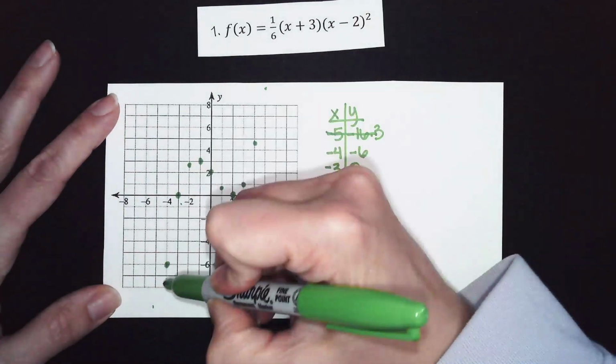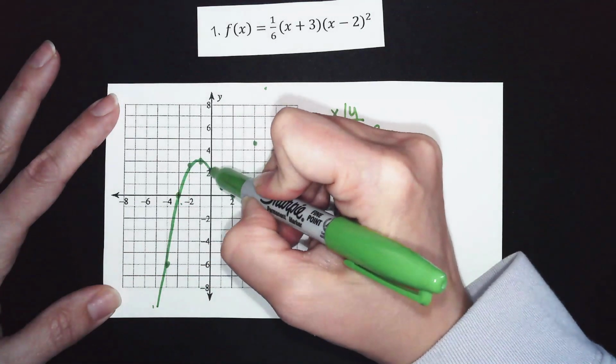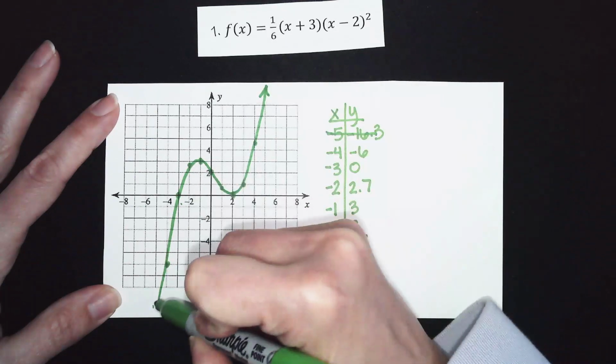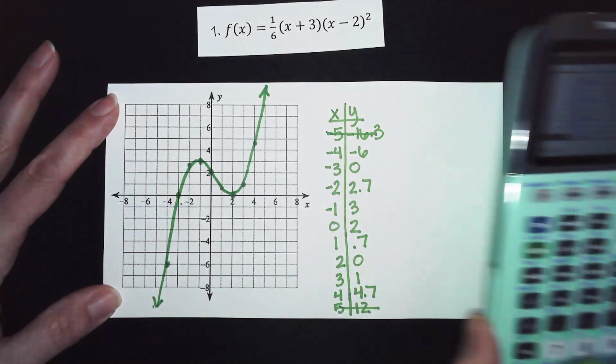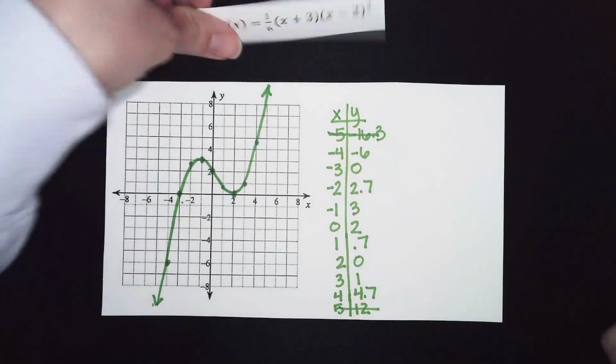So if I were to graph this, I know I start down off the graph and it's going to go through, and we know at 2 it cannot cross because that was an even power. It's going to look something like this. So if I push graph now, because I already had it entered, let's check and see if it looks the same. Looks good to me. All right, so let's go on to number 2.